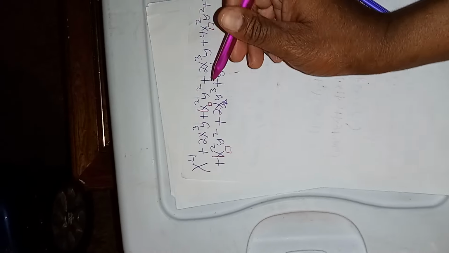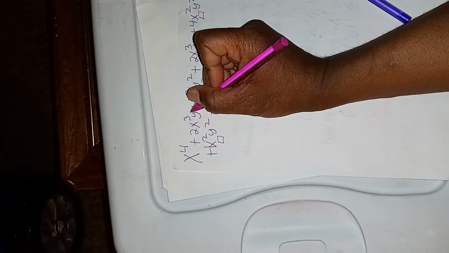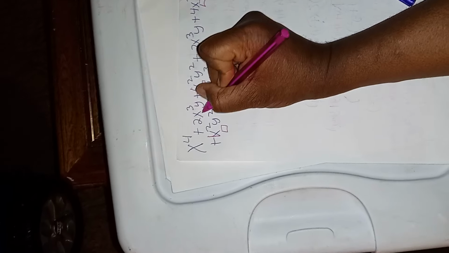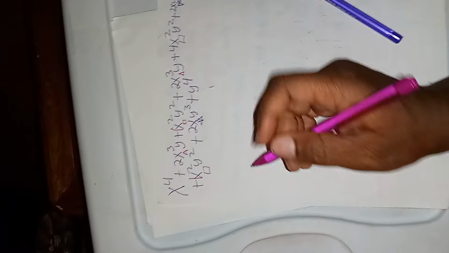Okay. And then we have 2x cubed y. So let's use a triangle here to show the like terms. And there we go. We are now able to work on the simplification process.